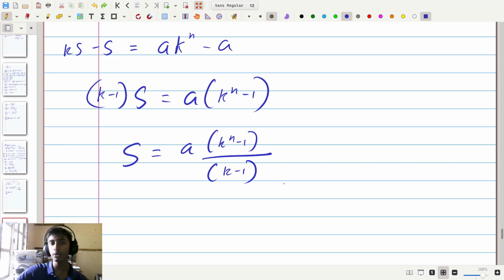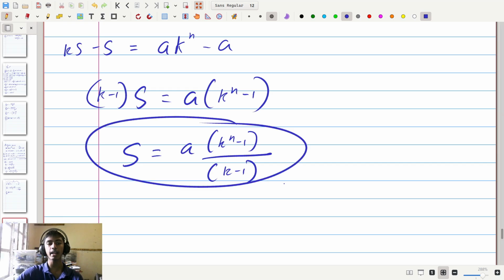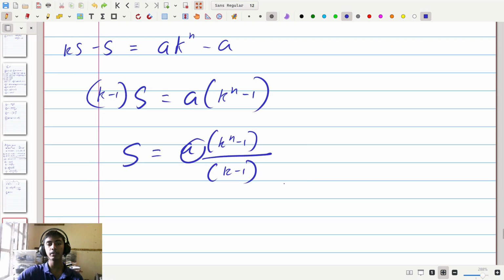In the cases where k is not equal to 1, we can see that our sum is going to be s equals a, which is the first term, times k to the power of n minus 1 divided by k minus 1. So there's our sum for a geometric series.